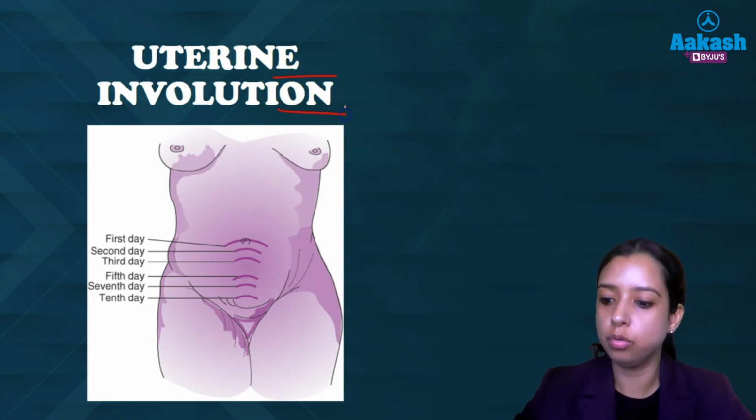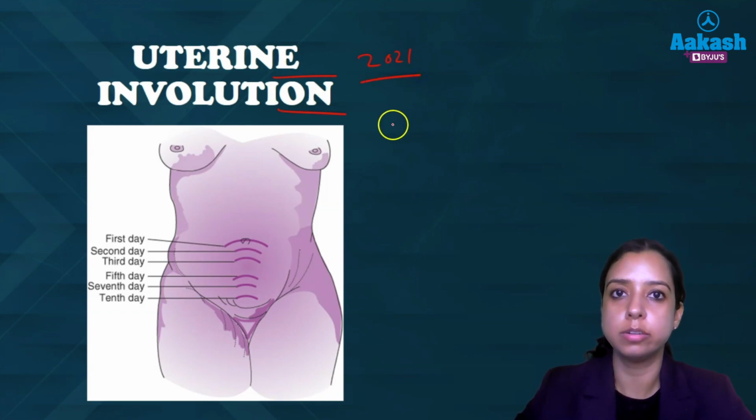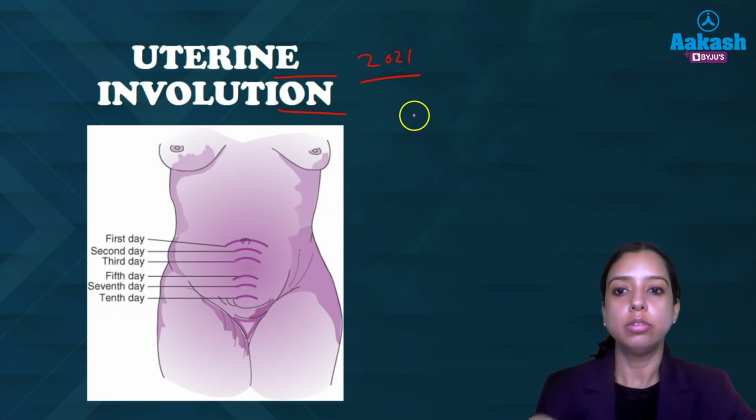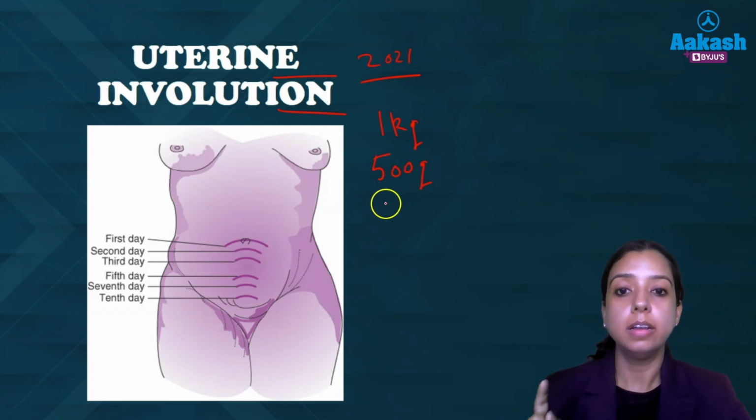First has been asked on uterine involution. On uterine involution, a NEET 2021 question was asked: what is the speed of uterine involution? The exact question was, patient is day 2 postpartum, where will the uterine fundus lie? So see, after delivery the uterus is 1 kg. After 1 week, it reduces to 500 grams. And after 3 weeks, it reduces to 300 grams.